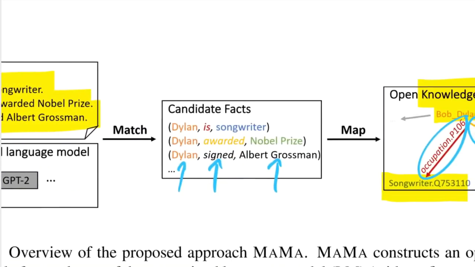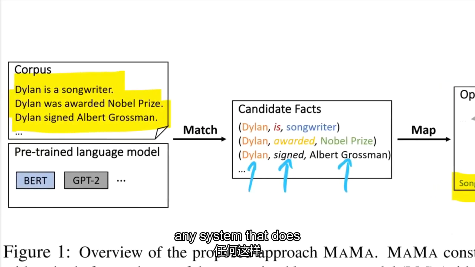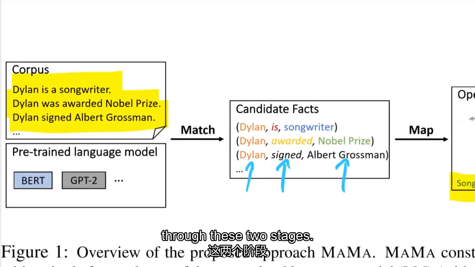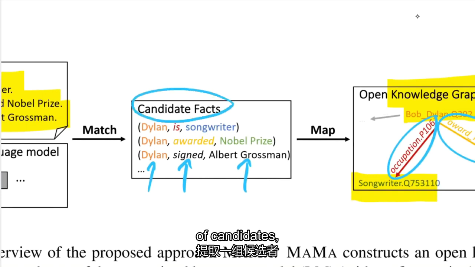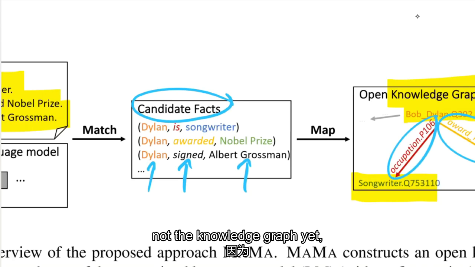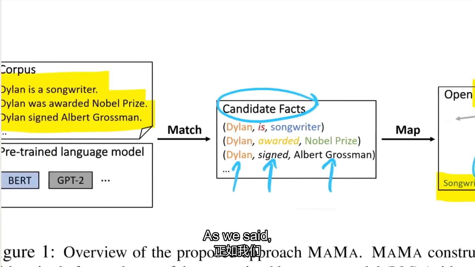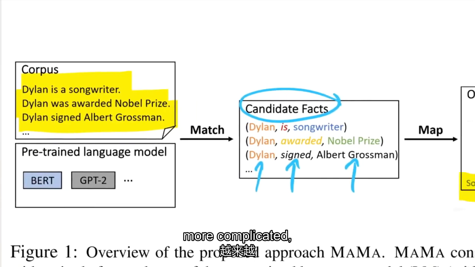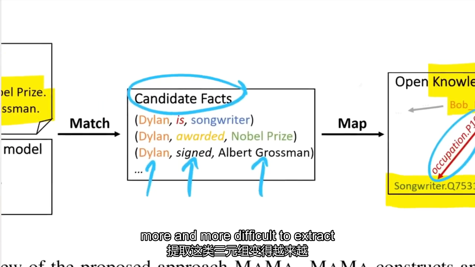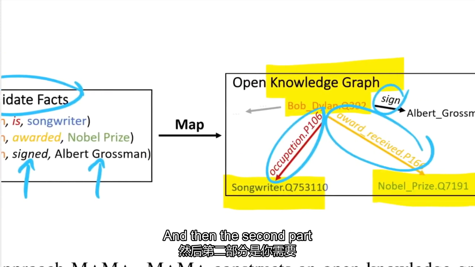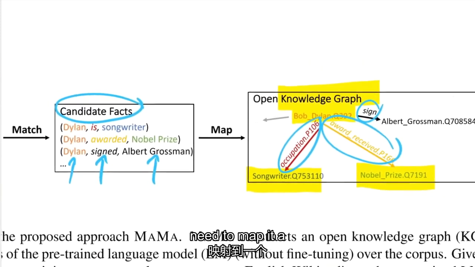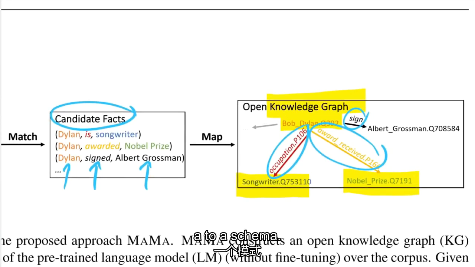Now, here you can see there are two stages of constructing such a knowledge graph. Any system that does this probably goes through these two stages. So first you extract a set of candidates, which is not the knowledge graph yet, because these are still strings, right? You extract a bunch of string triplets, as you can see here. And as we said, as the sentences get more complicated, it gets more and more difficult to extract these kinds of triples.